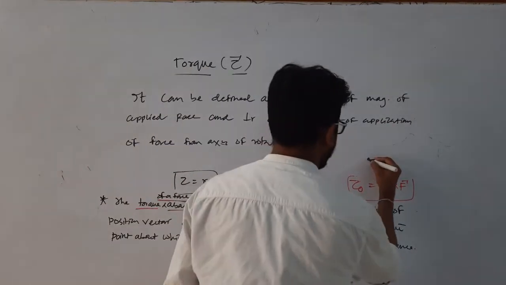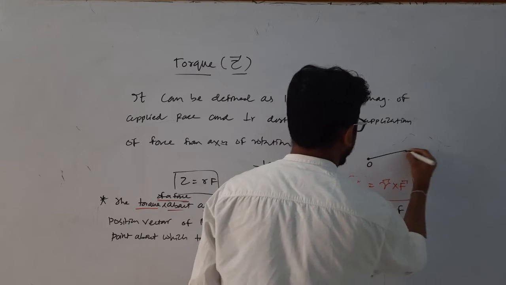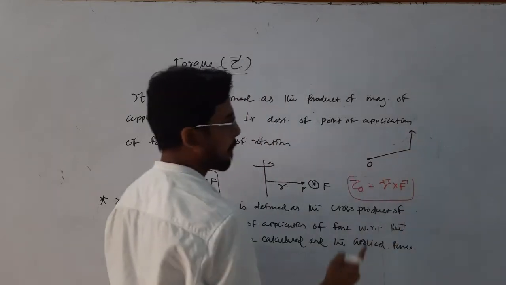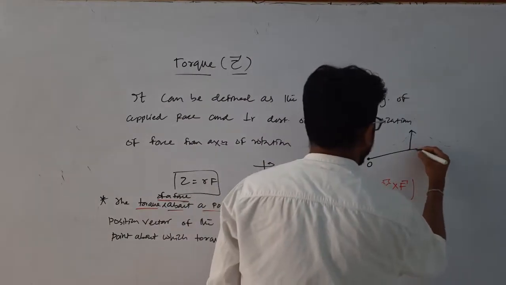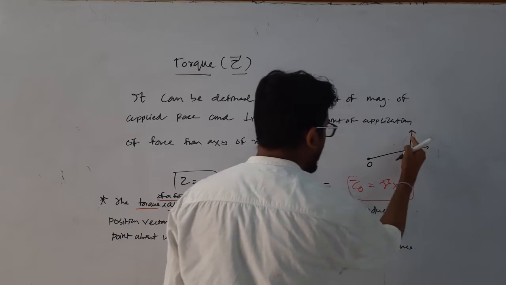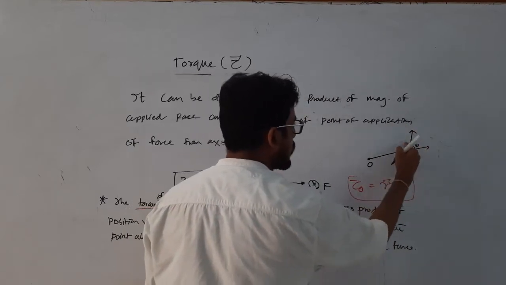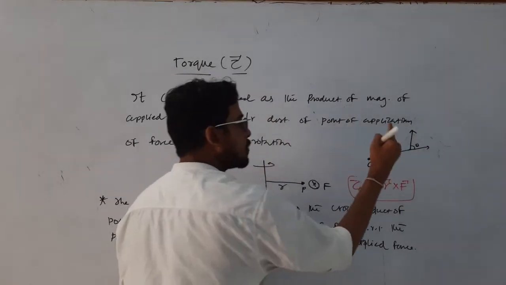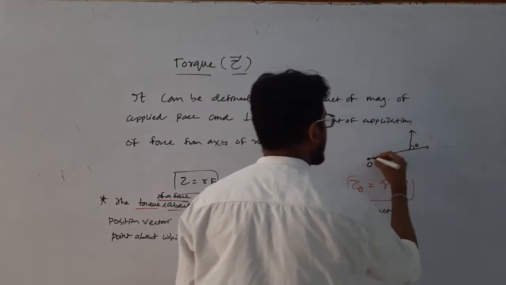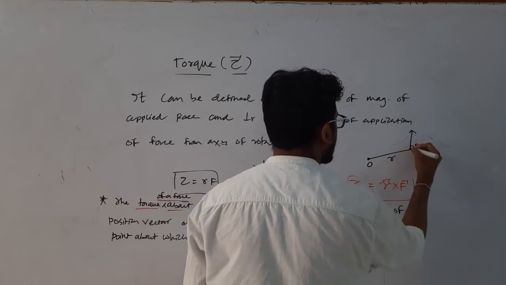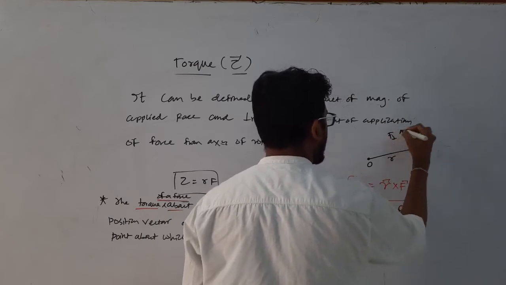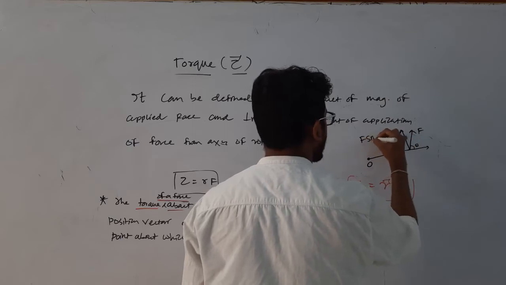If this is the point O and this is the position vector R, and here I am applying the force along this direction F. If this angle is theta, then the torque will be the perpendicular component of force to the position vector R. So if this is F and this angle is theta, the F perpendicular will be F sin theta.